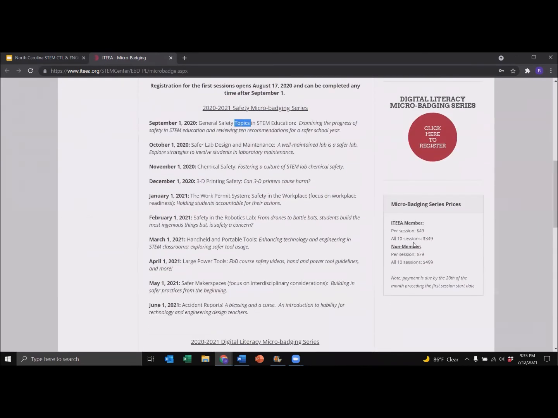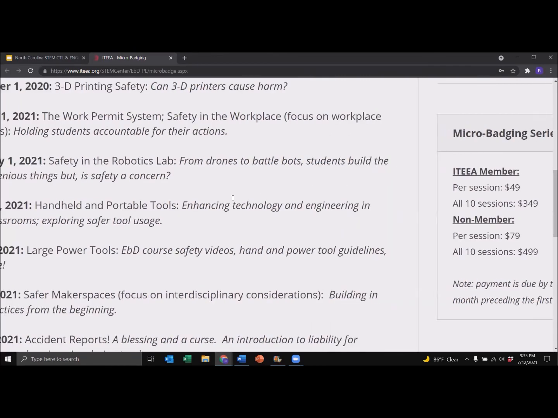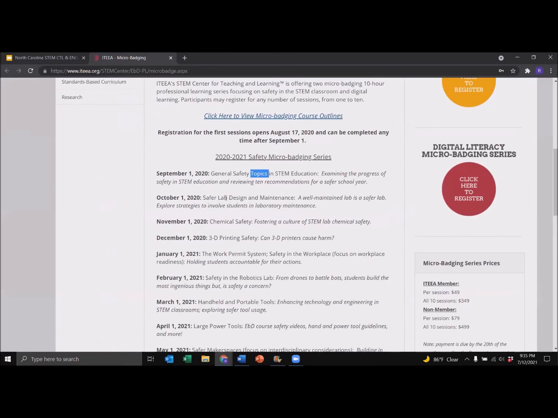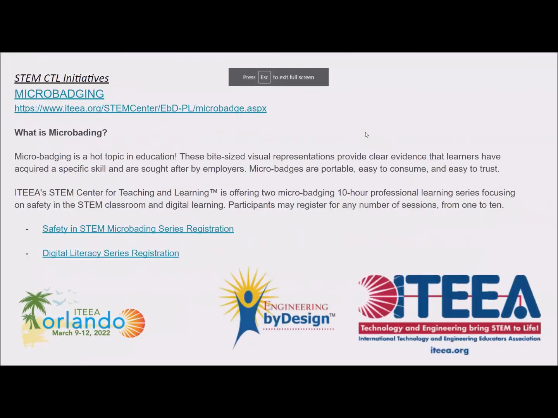And the pricing is as follows: 10 sessions for $349 for ITEA members, or $499 for 10 sessions for non-members, or individual courses as listed. We offer them starting August 1 of each year to hopefully launch our new edition coming out fairly shortly. It's a great opportunity to grow capacity overall. And again, it's also a good opportunity to get involved with going towards recertification or certification for educators.